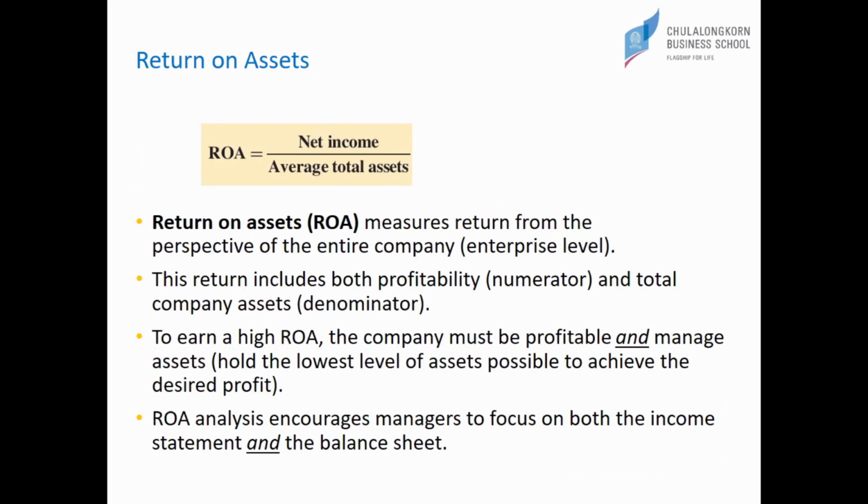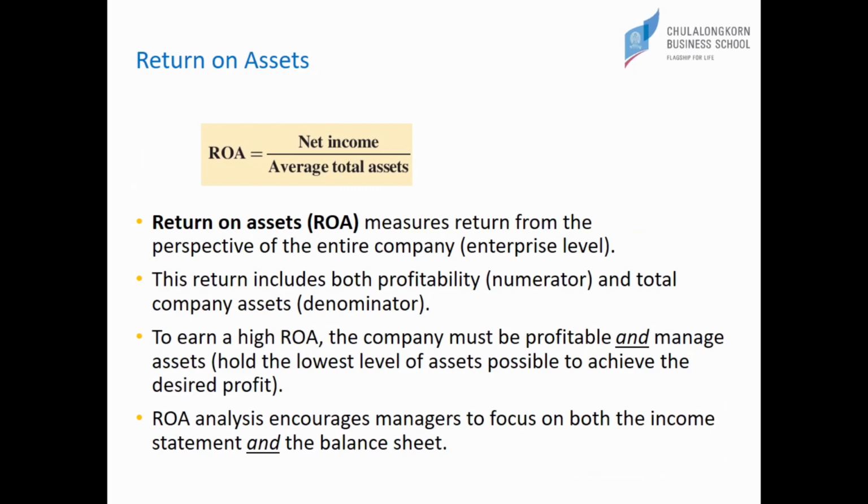And let's look at the first component of this, ROA. So which is net income over average total assets. So unlike the ROE, this ROA measures the profitability from the perspective of the entire company. So we also call it the enterprise level view. Okay. So this return includes the profitability using net income and total company assets in the denominator.